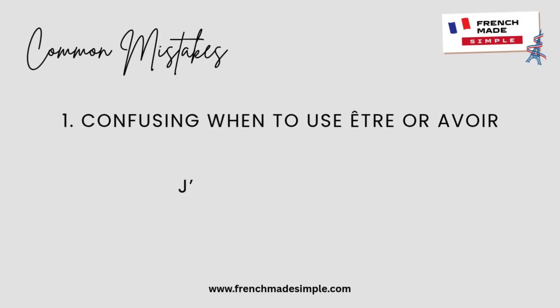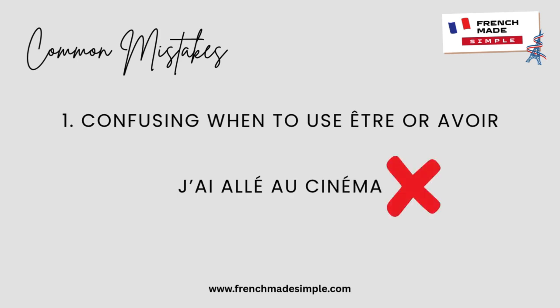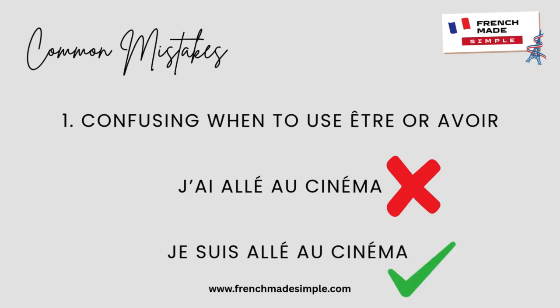For example, j'ai allé au cinéma. This is incorrect, because aller uses être, not avoir. The correct version is: Je suis allé au cinéma. I went to the cinema. If you're not sure, ask yourself, is this verb about coming, going, arriving, leaving, being born, or dying? If yes, use être.